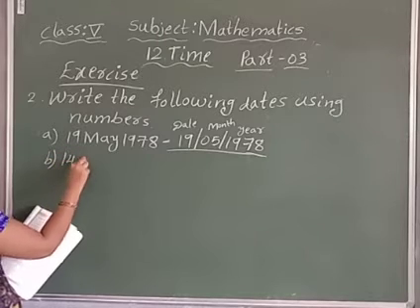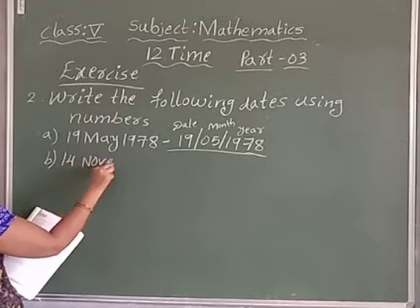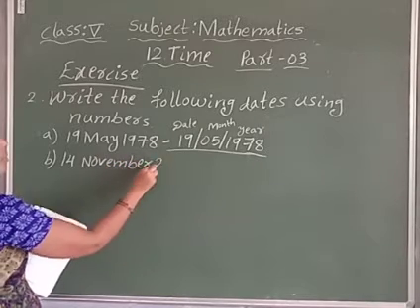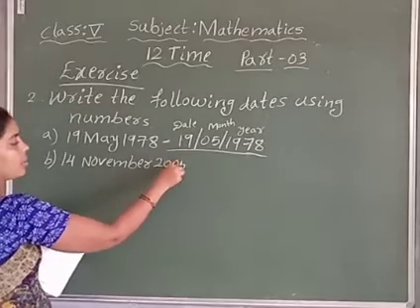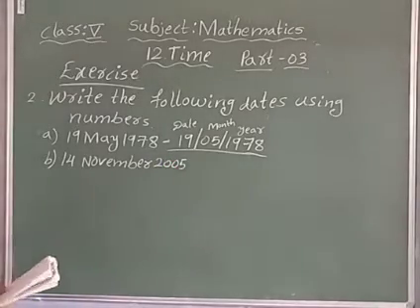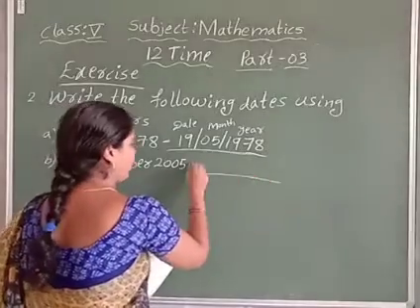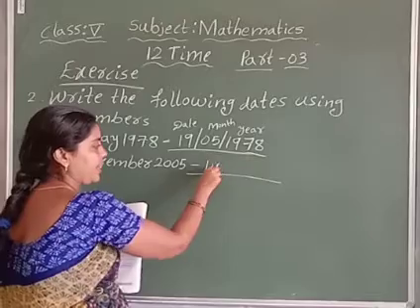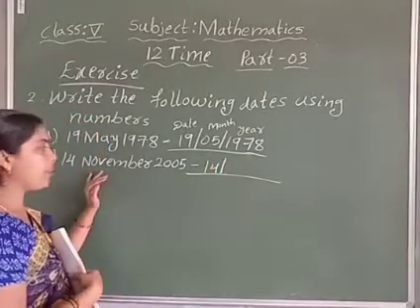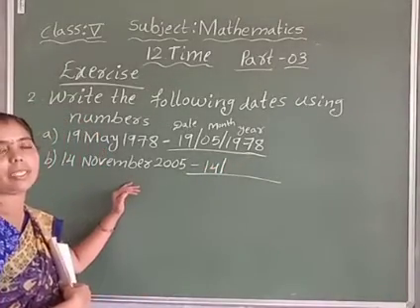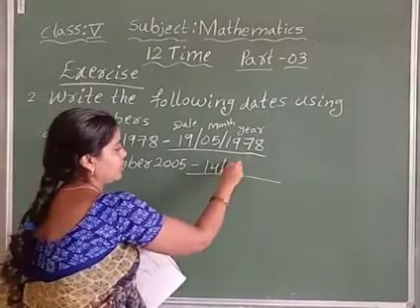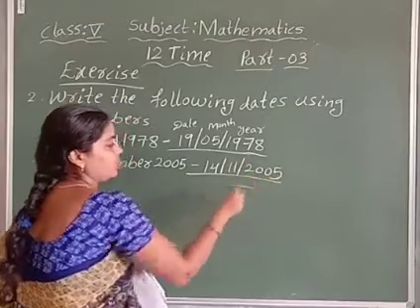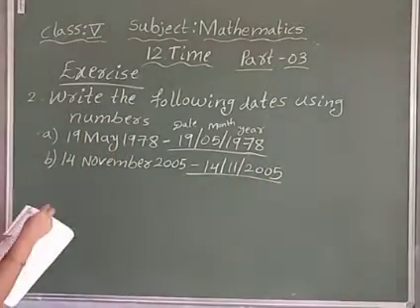14th November. November is which month, children? Do you know? See here, 14th. First of all, we write the date, then write the month number. November is the 11th month. Then 2005. Do all of you understand? The next one, C1.